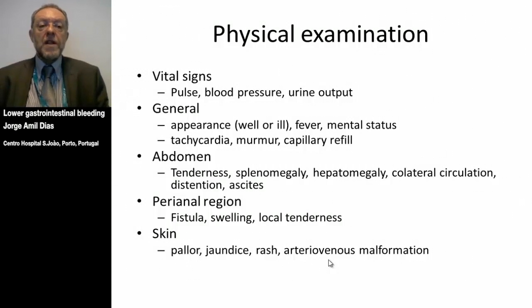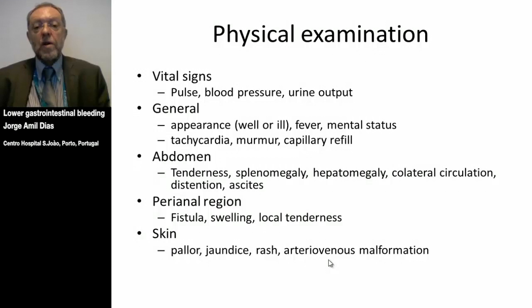Then we need to look at the perianal region, and some patients may have evidence of fistula or abscesses or local tenderness, and this would suggest that we may be facing a case of inflammatory bowel disease, most likely Crohn's disease.